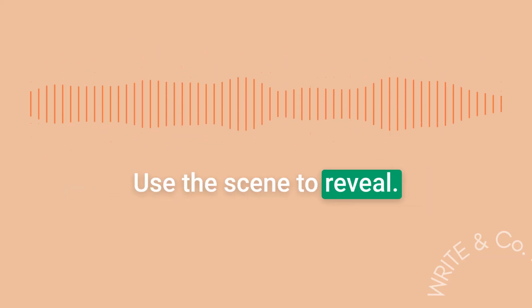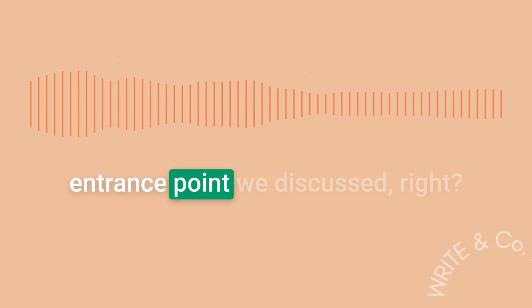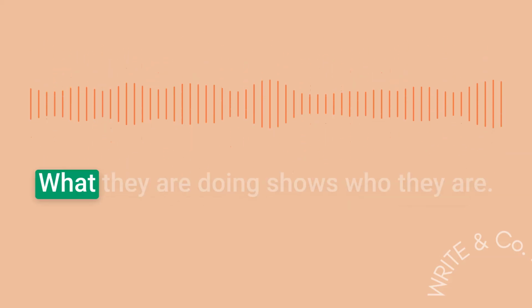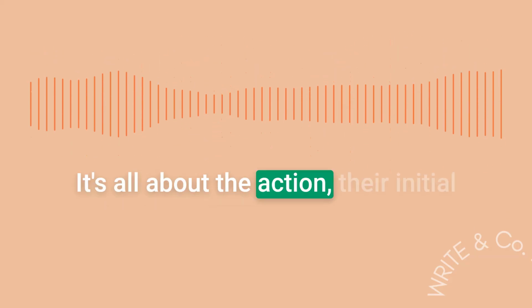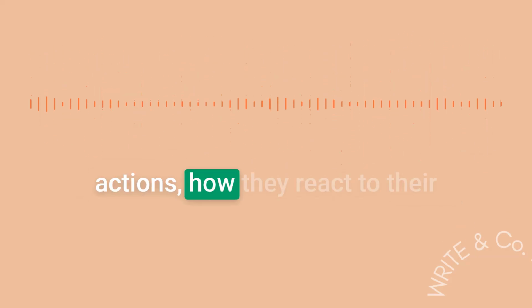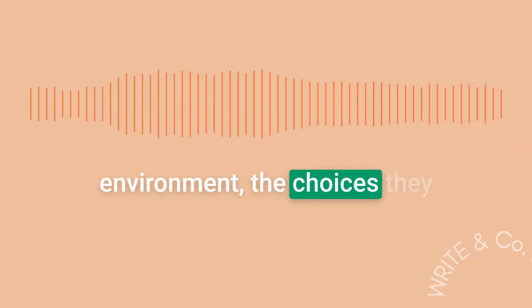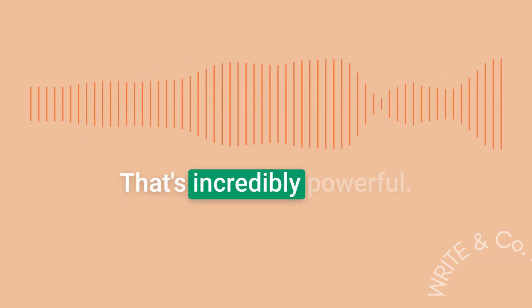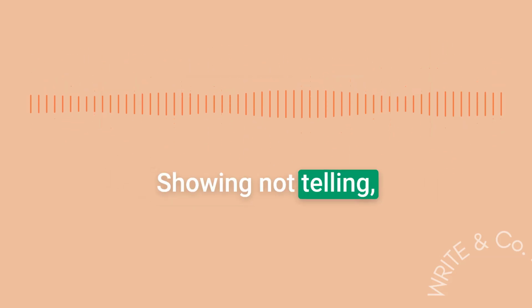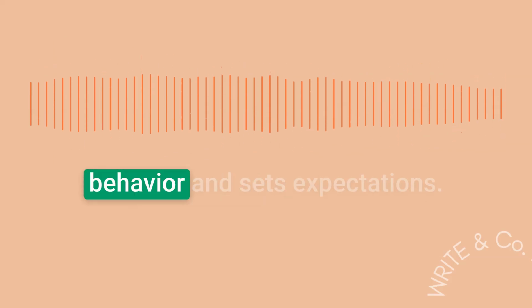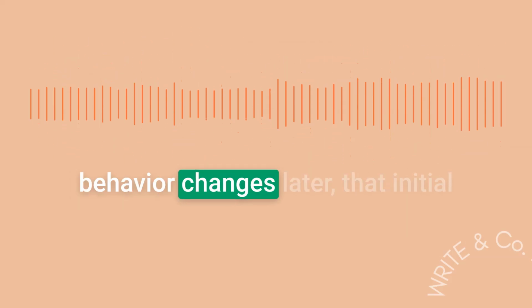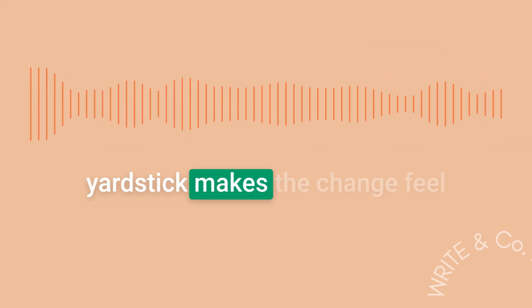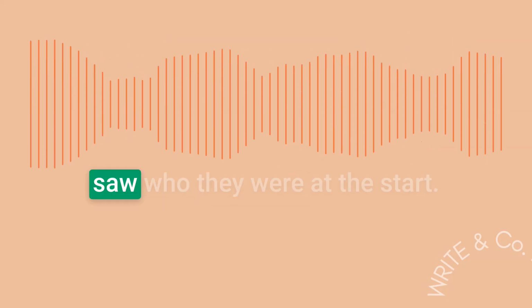Use the scene to reveal. This goes back to the character entrance point we discussed, right? What they are doing shows who they are. Absolutely. It's all about the action. Their initial actions, how they react to their environment, the choices they make in that very first scene, that's incredibly powerful, showing, not telling. Establishes their baseline? Precisely. It establishes their baseline behavior and sets expectations. And like we said before, when their behavior changes later, that initial yardstick makes the change feel much more impactful because we saw who they were at the start.